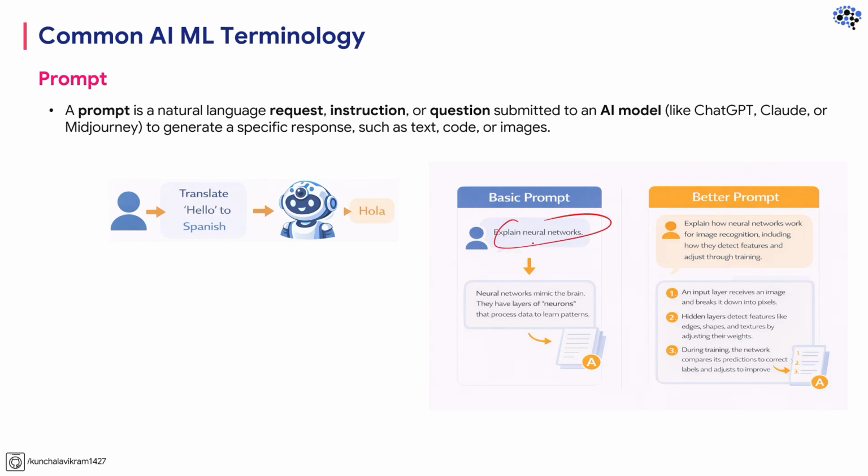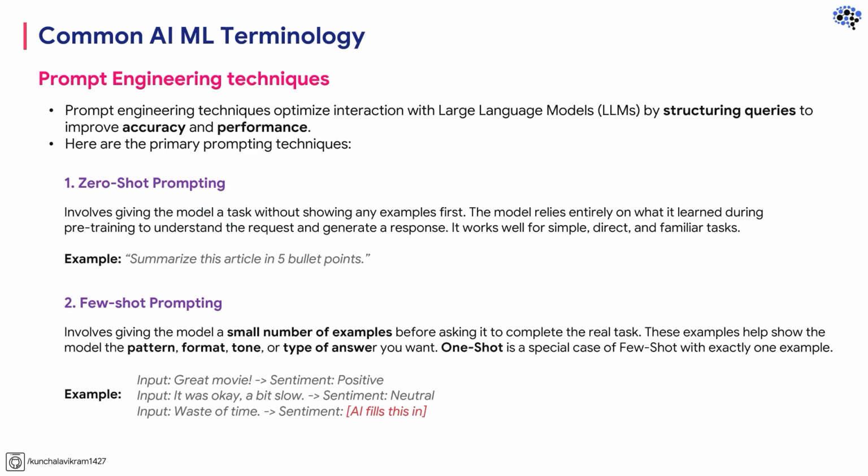For example, if I ask you to explain neural network, this is a very basic prompt, so it will give you a generic response on neural network. But I can also write better prompts. For example, explain how neural networks work for image recognition, including how they detect features and adjust through the training. This is very specific, the prompt, right? So in this case, it can give you a very specific formatted output based on the prompt that you asked for and not the generic one, right? So this is a better prompt.